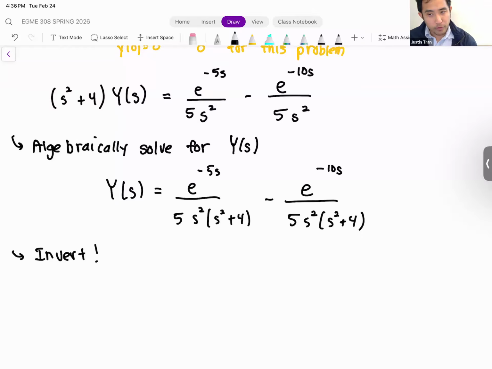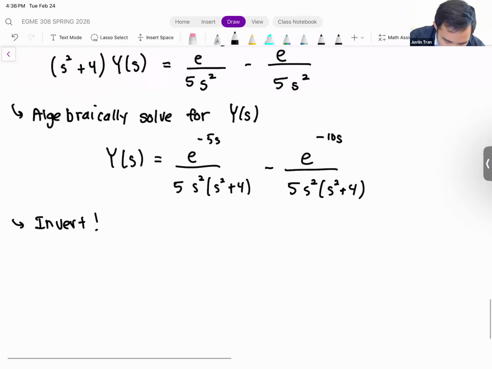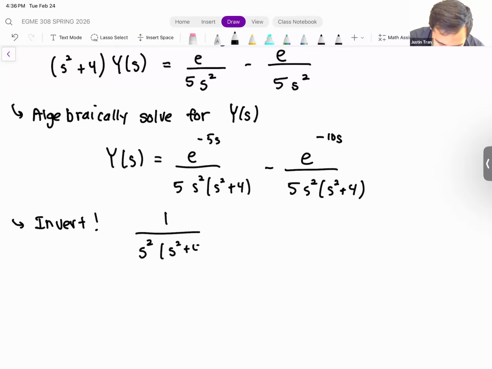Luckily for us, both of these terms have the exact same expression, so the only thing that's different about them is the shift. Essentially we have 1 over s squared times (s squared plus 4). The 1/5 we'll bring back in later, but we'll just take the inverse Laplace of this one first. Of course, we can't do this directly, so we do have to do partial fraction decomposition.